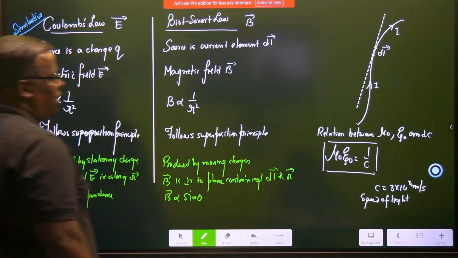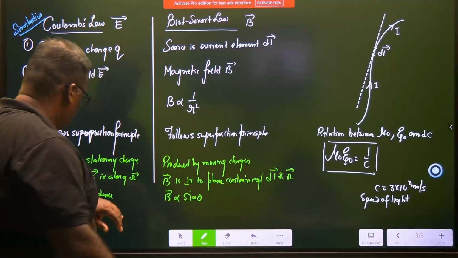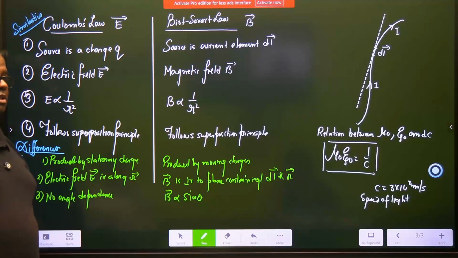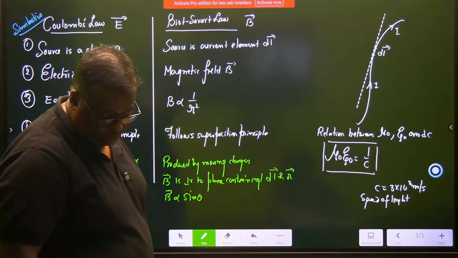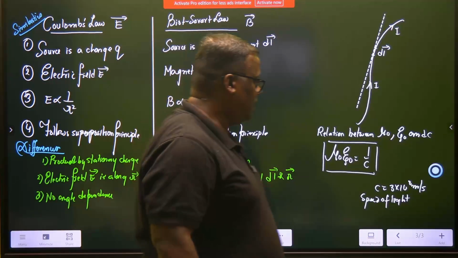After this, we actually have a problem, but we have one more derivation. I think we have time. Let me first finish off the derivation, then we'll go into the problem. This is all about the Biot-Savart law: mu naught by 4 pi, I dl cross r divided by r square. Okay. Our next topic is the magnetic field at a point on the axis of a current carrying loop.